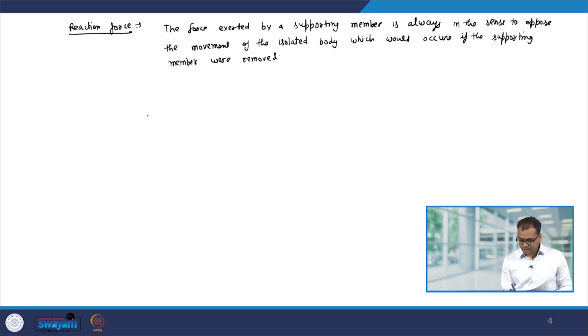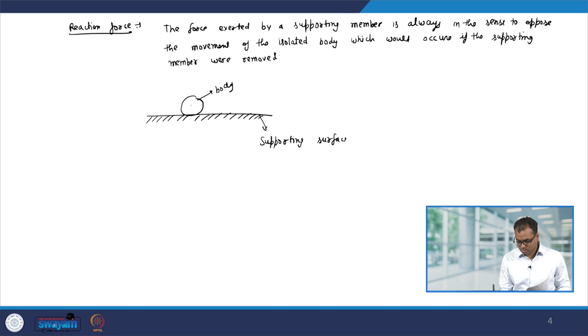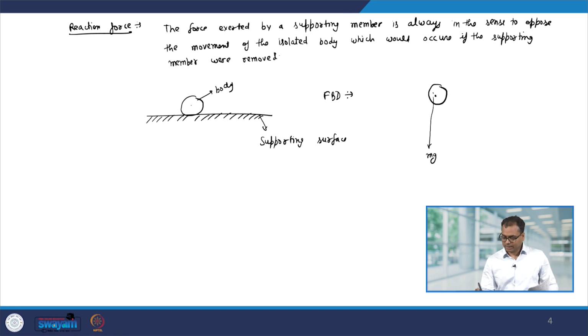So, let us look it by an example. Suppose I have a supporting surface and on top of it I have a body. Okay. So, this is my supporting surface and that is the body. Now, the free body diagram of this will be, you have the body and on this body of course its weight mg is acting, and because of the support you have a reaction force N. So, that is the free body diagram of this body.